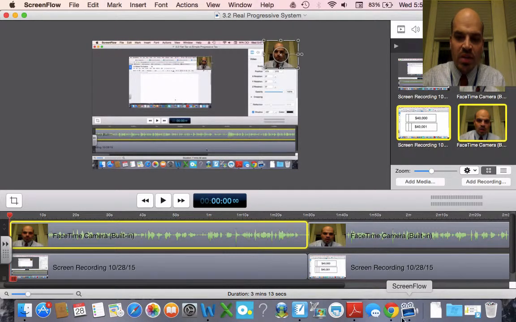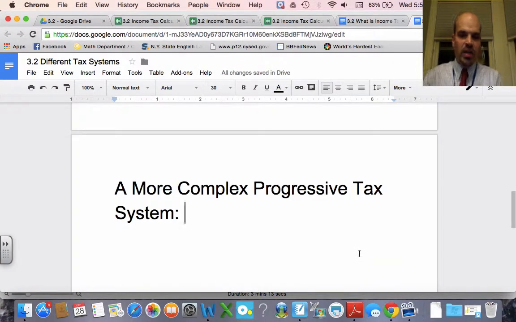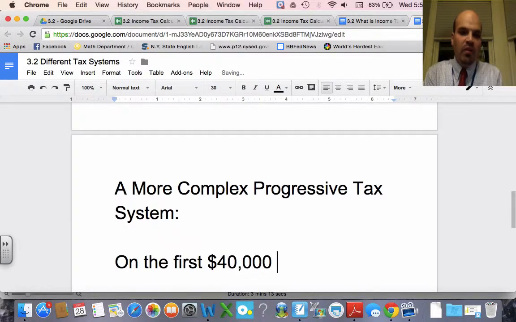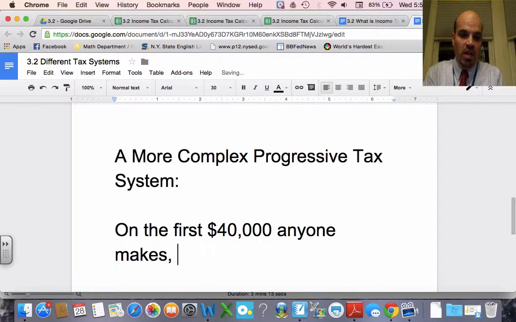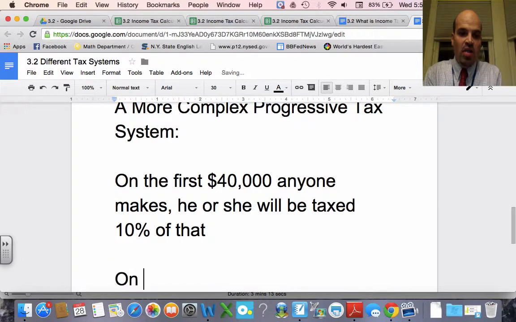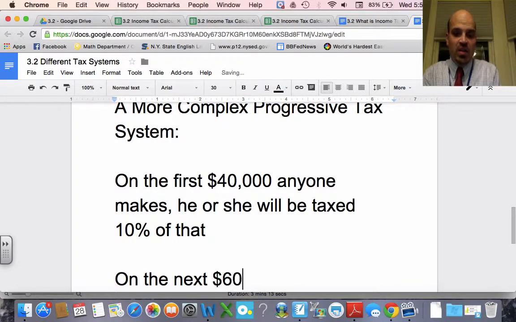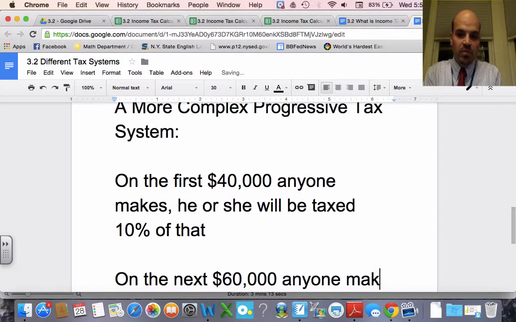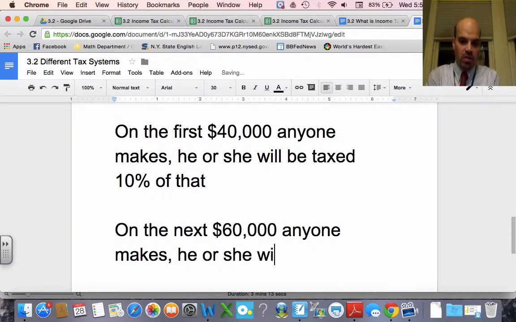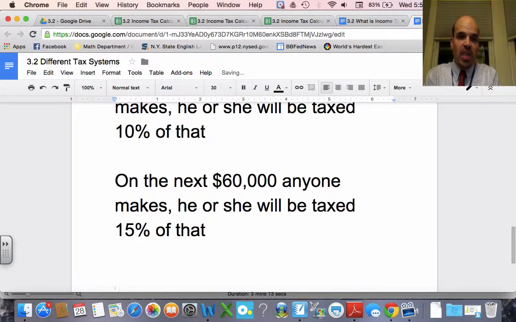So to get rid of the unfairness, we're going to build a different progressive tax system. I'm going to call it a more complex progressive tax system. On the first 40,000 anyone makes, he or she will be taxed 10% of that. Then on the next $60,000, for example, anyone makes, he or she will be taxed 15% of that amount if they make it. And after that amount, you will be taxed 20%.